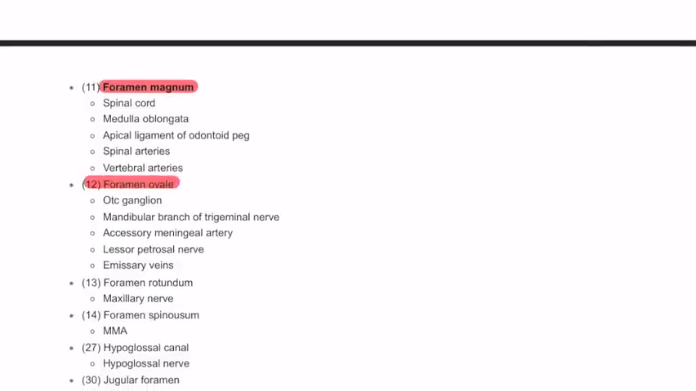Oval, we mentioned oval, it comes with the word oval as well. So O is for otic ganglion. V3, okay, it reminds you of cranial nerve number 5 and the third branch. So that would be the mandibular branch of the trigeminal nerve. A is accessory meningeal artery, and L is lesser petrosal nerve, and also emissary vein.